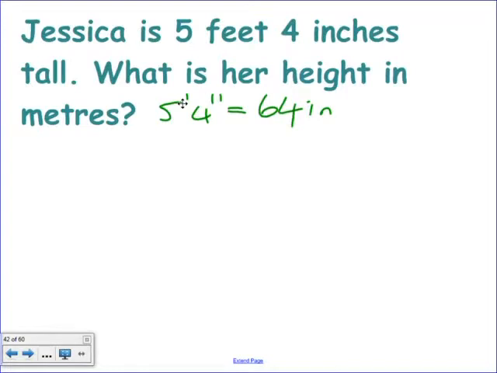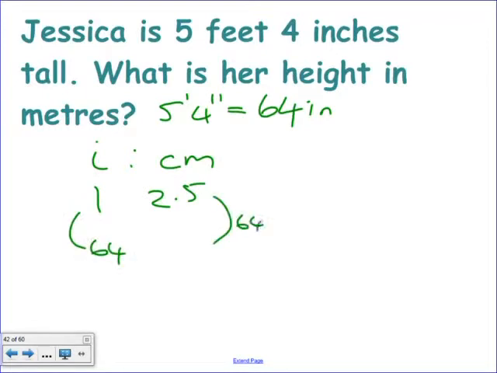Then tell me what I know. What do I know? Inches to centimetres. That's the conversion factor I know. So it's 1 inch, 2.5 centimetres, times 64. I've times by 64 to get my inches. So what do I have to do to my centimetres? Times 64. 64 times 2.5 is 160. That's in centimetres. What's the answer in metres?